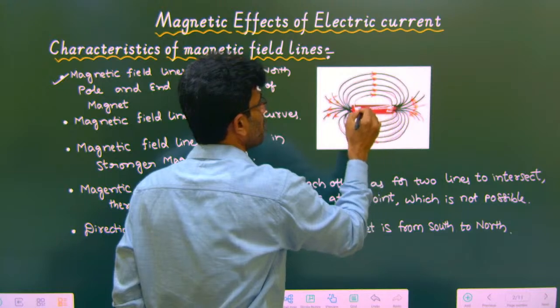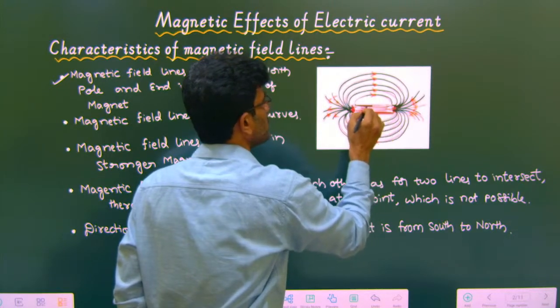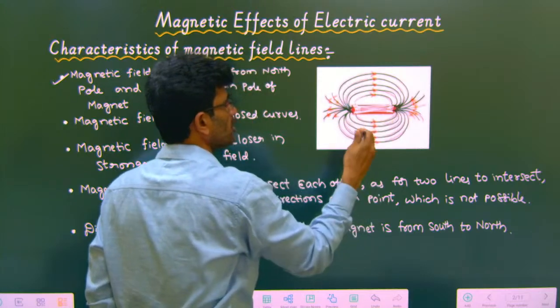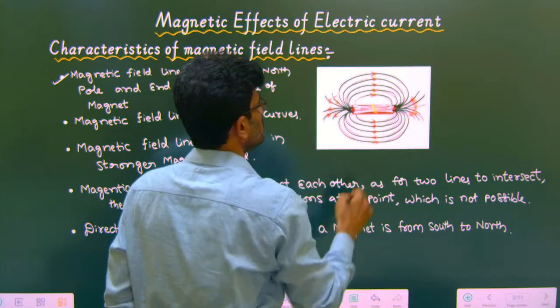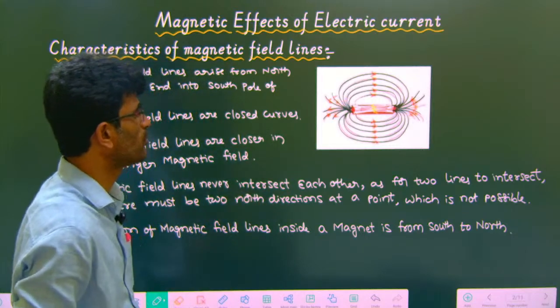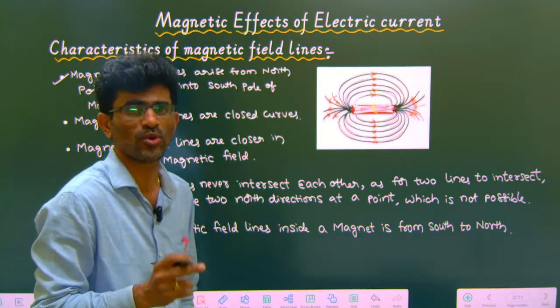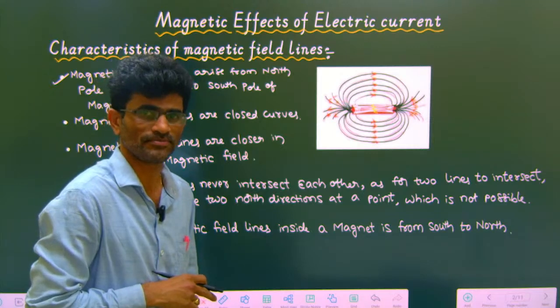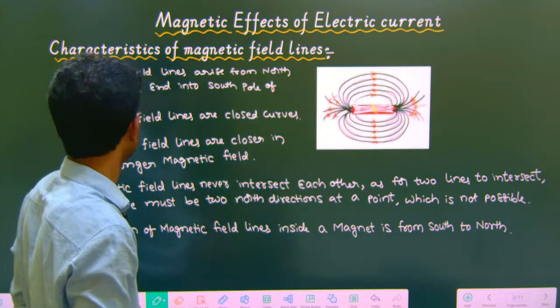They are not broken, so they are completely closed curves. Inside the magnet they will be from south to north. Outside the magnet they will be from north to south. So this is about the second one. What is the second characteristic of magnetic field lines? They are closed curves. The first one is what? They start from north and they end at south.